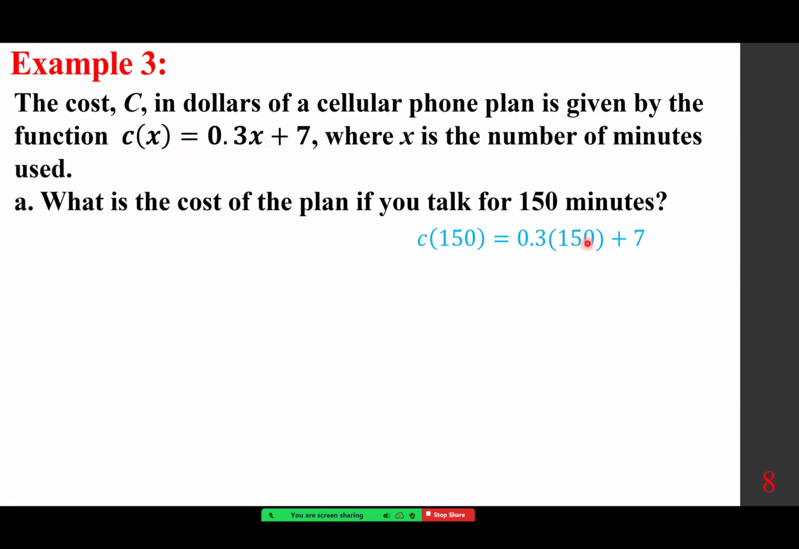There's 1.10. They cancel each other. 3 times 15 is 45. Plus 7 is $52.